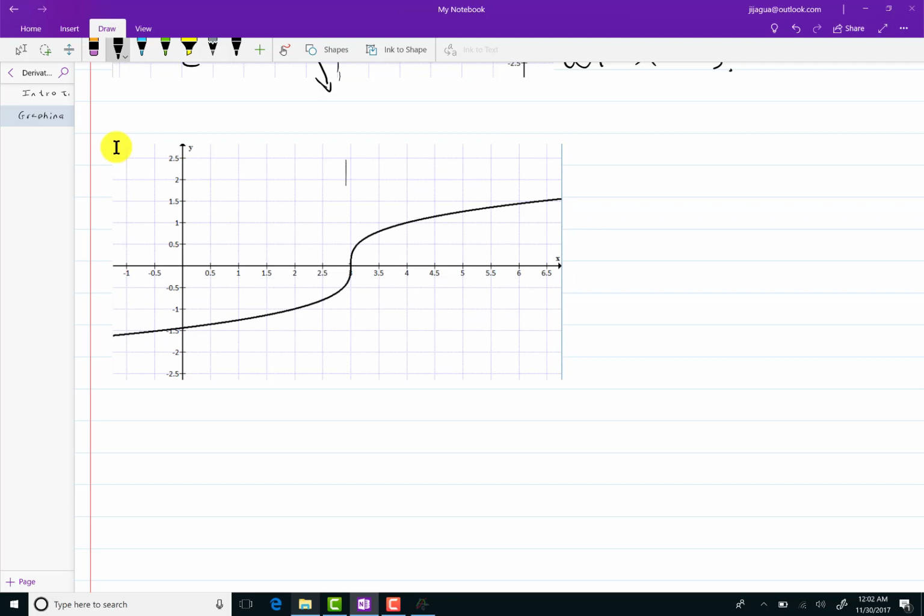Oh, I got to get it in the right spot, don't I? There we go. That's not so bad. Do you see the tangent line is vertical at 3? It's a vertical tangent line at 3. But down here, if you look at tangent lines to the left of that, tangent lines to the left are positive, and tangent lines to the right are also positive. So the tangent lines are always positive, except here it goes to infinity.